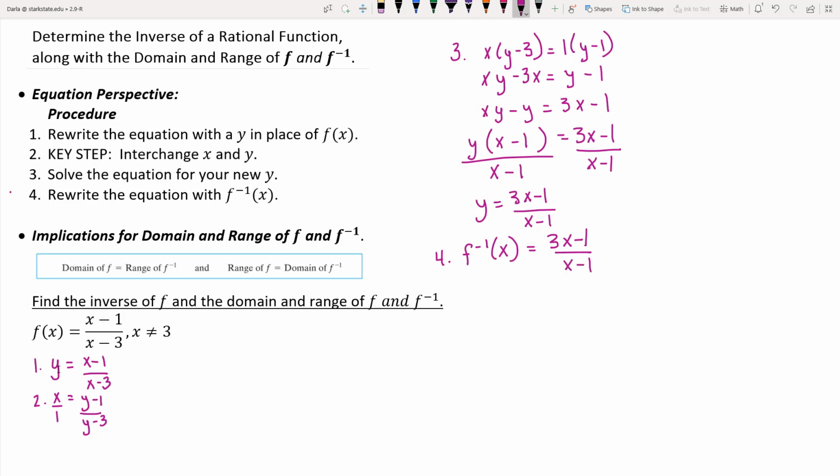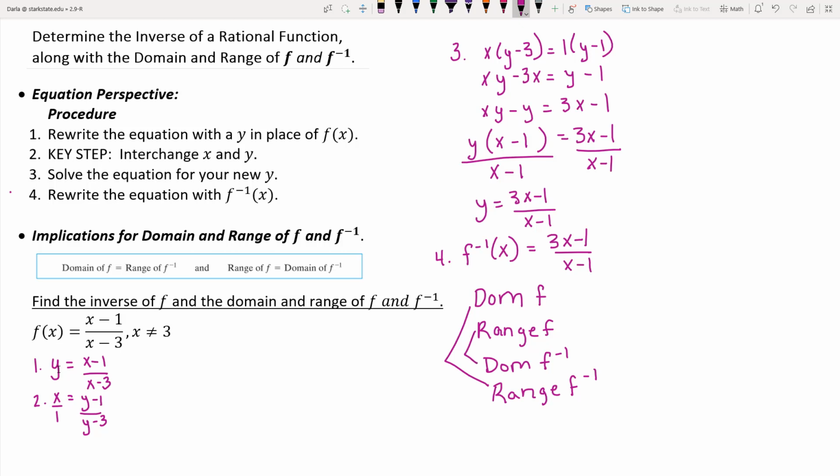And now what we need to do is determine the domain and range of f and the domain and range of f inverse. So I need the domain of f, I need the range of f, I need the domain of f inverse, and I need the range of f inverse. Well, according to our little box here, we know that the domain of f is the same as the range of f inverse, and the domain of f inverse is the same as the range of f, so they should be equal at the end of the day.